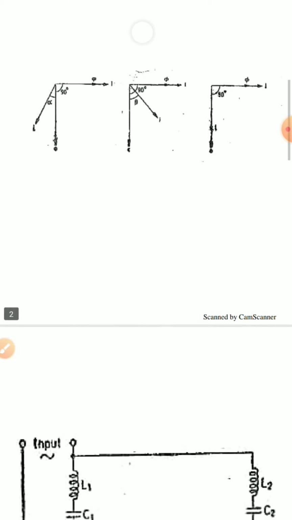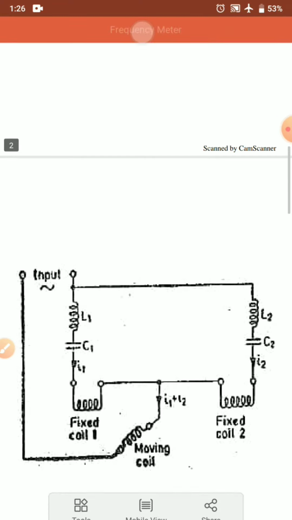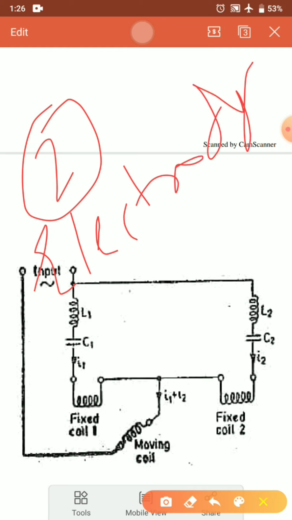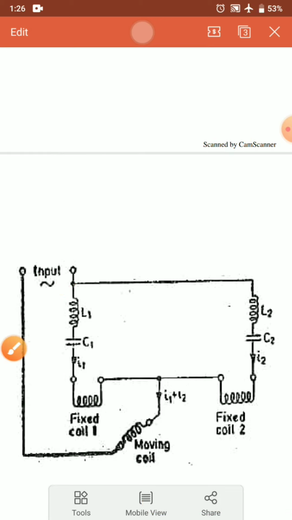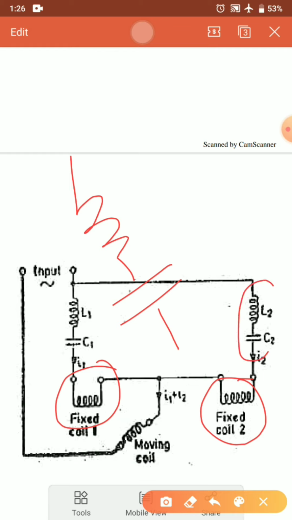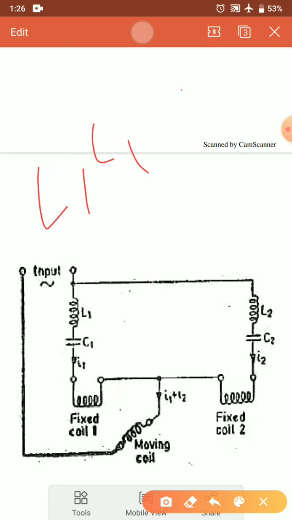The second type of frequency meter that we have is the electrodynamometer type frequency meter. As we have seen in the electrodynamometer type meter previously as well, here also we have two fixed coils. The fixed coil is divided into two parts, in such a manner that to the first fixed coil, an inductor and capacitor in series are connected. Similarly, for the second fixed coil as well, an inductor and capacitor are connected in series. Now what is the difference between L1C1 and L2C2?